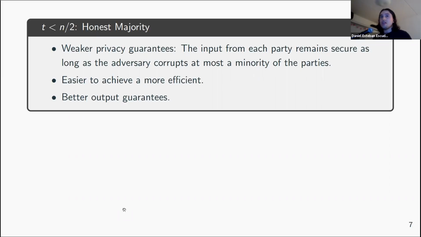If the adversary suddenly corrupts a majority, for example, if you are one of 100 citizens and the adversary has 49 corruptions, then sure, the protocol will guarantee security. But as soon as the adversary gets one more corruption, suddenly everything breaks. So this is not as secure as the previous one, but it turns out to be much easier to achieve, much faster, much more efficient, and it gives better output guarantees. Again, I'm going to clarify later on what this means.